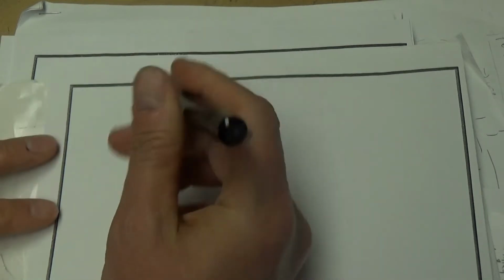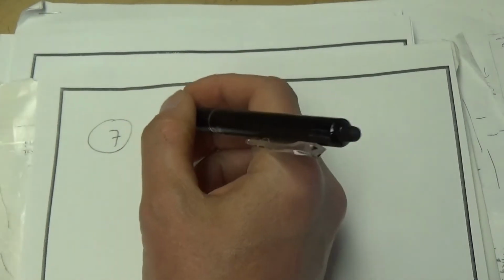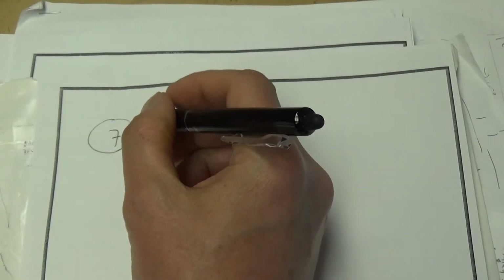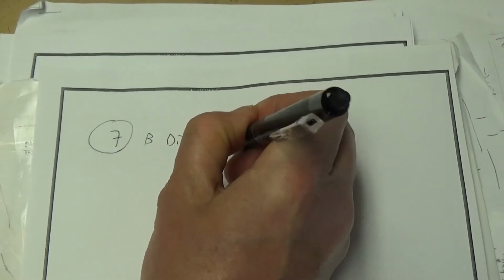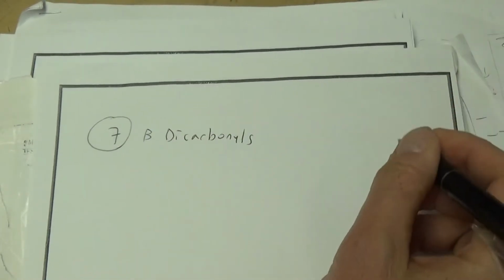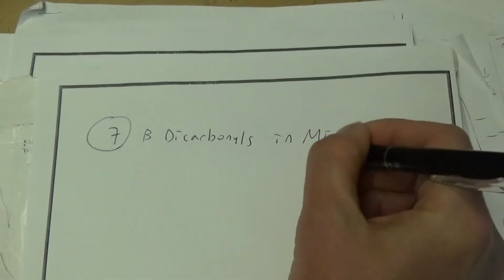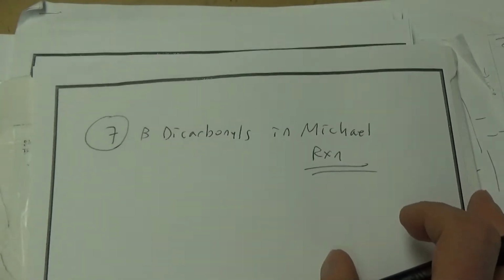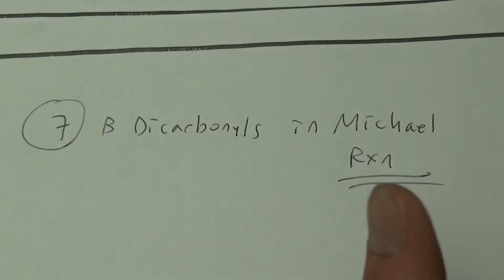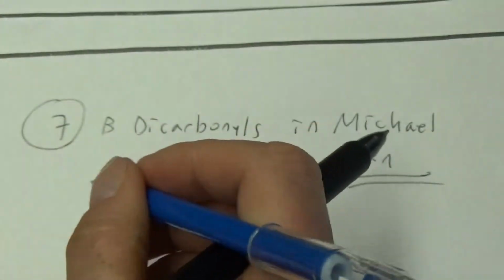All right. We're done with our little synthetic tricks section. Now we're doing beta dicarbonyls. Kind of one of the themes of this chapter, beta dicarbonyls, in the Michael reaction. So this is actually nothing new. You already know about the Michael reaction. You may have forgotten about it, but you did know it. What did we learn about the Michael reaction previously?